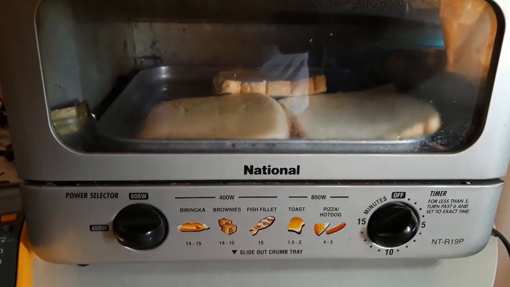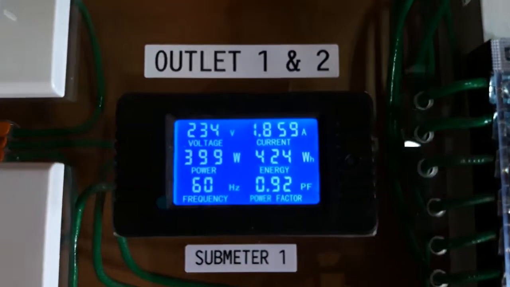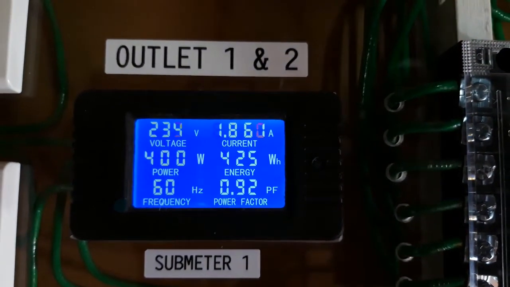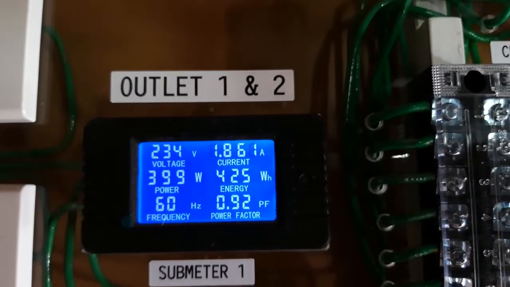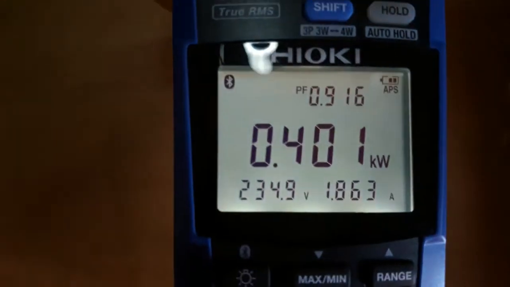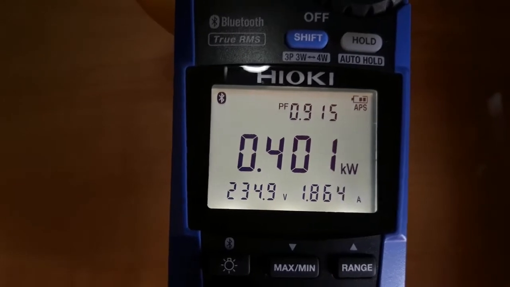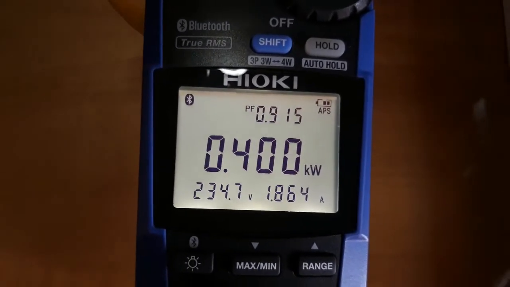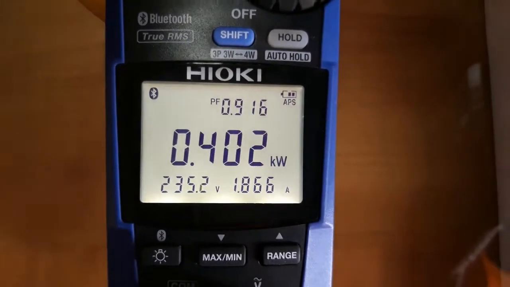So my oven is now running at 400 watts nominal. Let's look at the reading of the small meter. It reads 400 watts, 1.86 amperes, 0.92 power factor, 60 hertz. Let's look now at the Hioki's reading. It's 400 watts, 0.916 power factor, 1.86 amperes, nearly identical to the small meter.